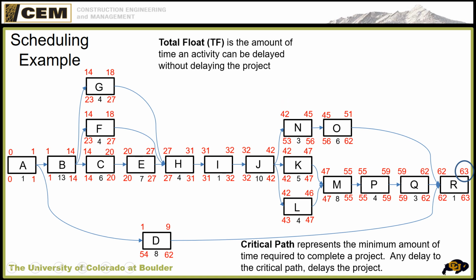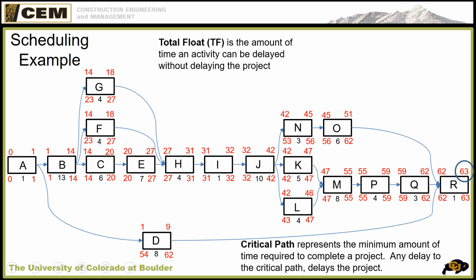Total float is the amount of time an activity can be delayed without delaying the project. So how many days can you delay I? Zero. If you delay I, then you delay the project. So you have 0 total float here.